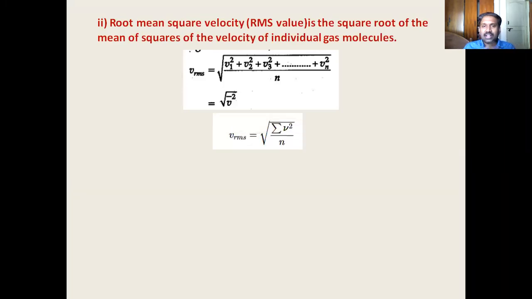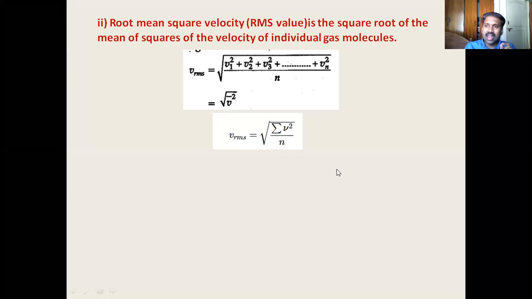This is one more expression for RMS velocity: square root of sigma v square divided by n. What is v? v is the velocity of individual gas molecules. But since the velocity of individual molecules cannot be calculated directly, we use an average velocity here. Instead of sigma v square, you can also use sigma v average square, like what I have written here. Particularly in statistics, a term with a horizontal line above it means it's a mean or average value, right? So v with a bar is an average.